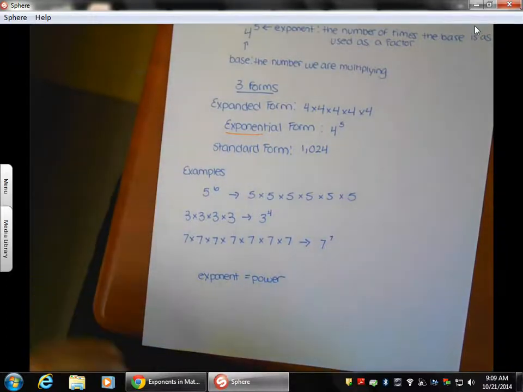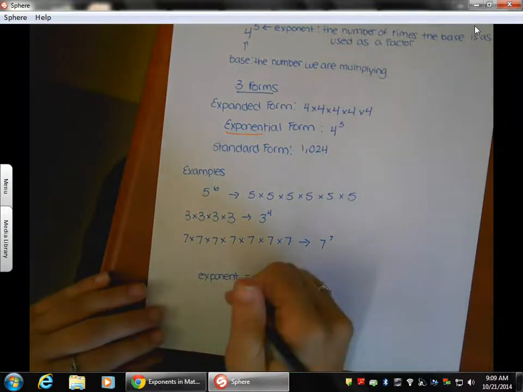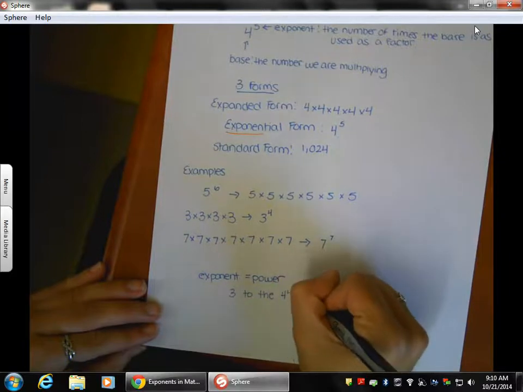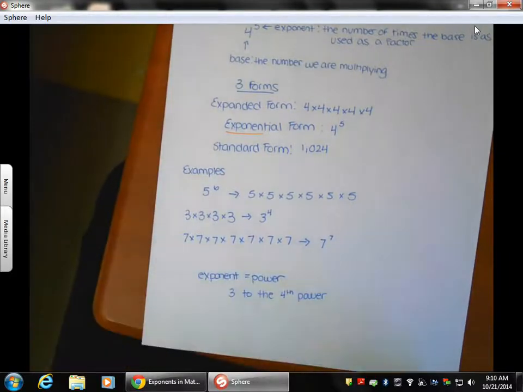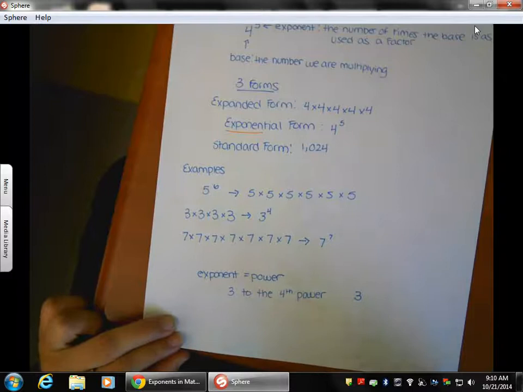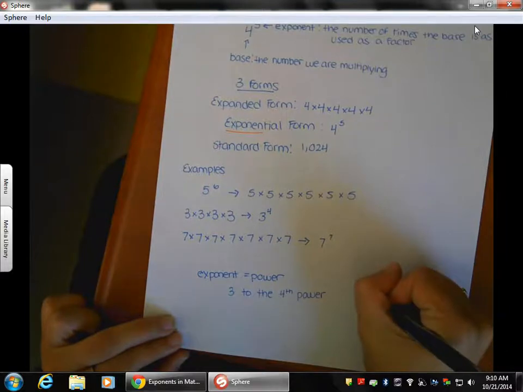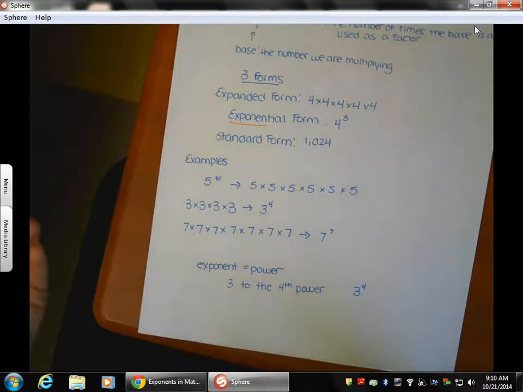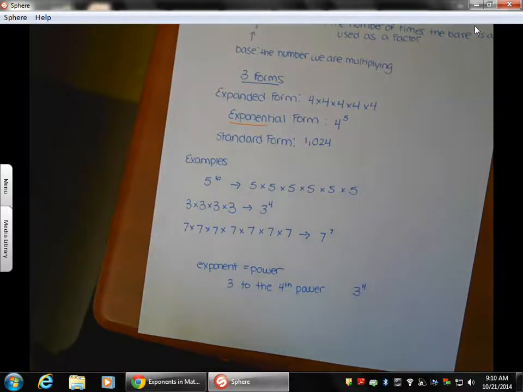Okay? So for example, a question might say, write out the answer for 3 to the 4th power. Now all this simply means is that 3 will be our base, and the 4th power, think of power as this little corner one up here. 3 to the 4th power means you're multiplying it 4 times. It doesn't make sense to say 3 to the 4th exponent, but it does make sense to say 3 to the 4th power. So that's what that means. Power is the same as exponent. That might tell you how many times you're multiplying it by.